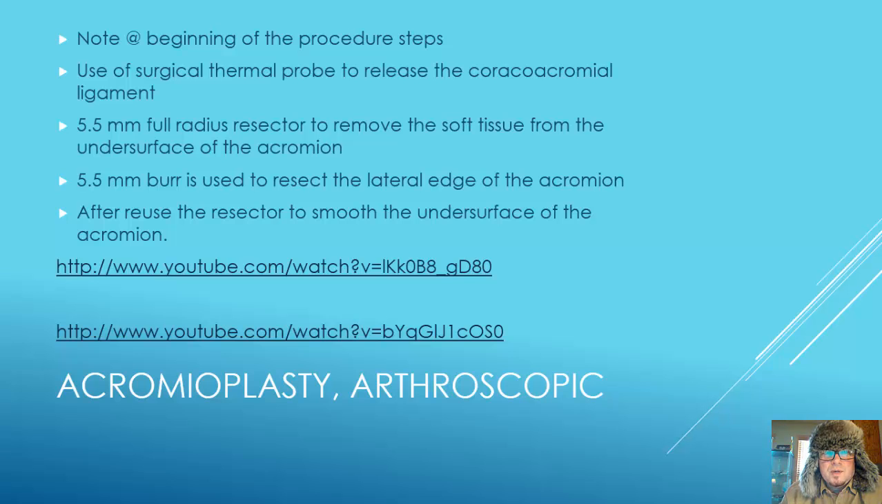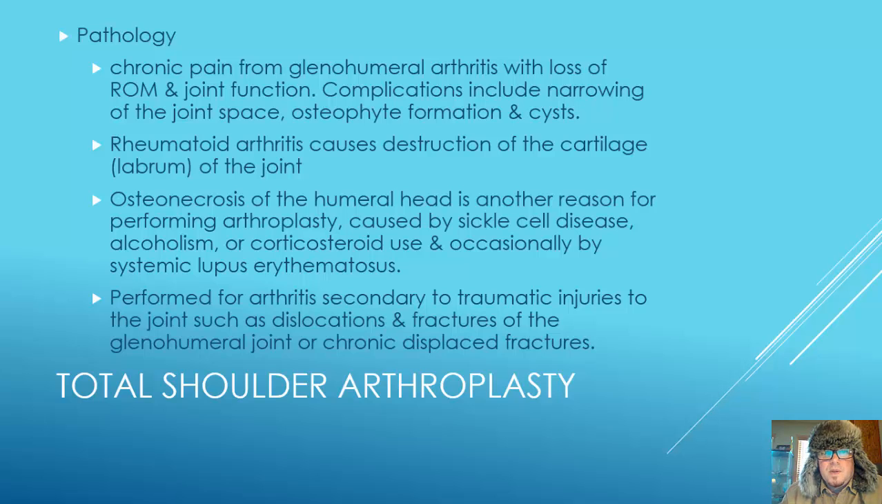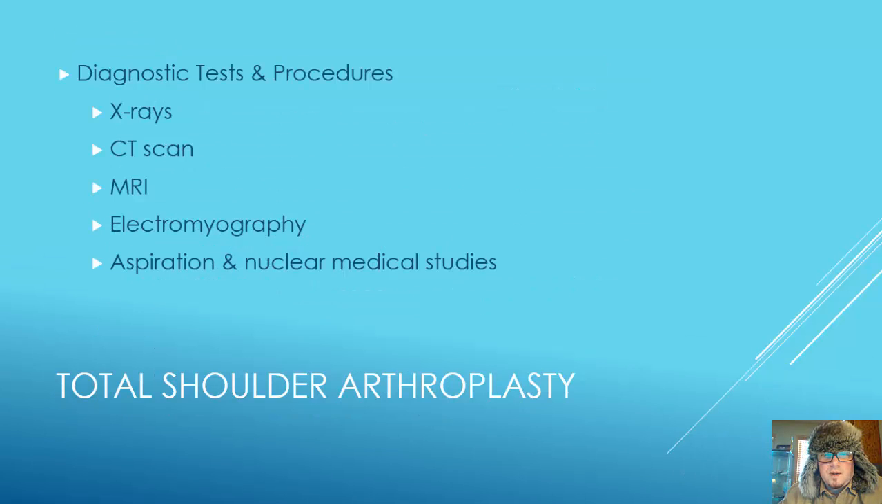Total shoulders. These people have a lot of pain all the time, on top of the loss of movement and the joint not functioning properly. They have a lot of pain, and often there's destruction, breakdown of the bone, and we need to put a new shoulder in there. Some of the diagnostic tests, which we talked about a little bit. Aspiration, either of synovial fluid or bone marrow.